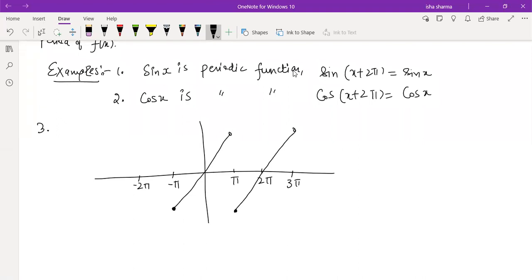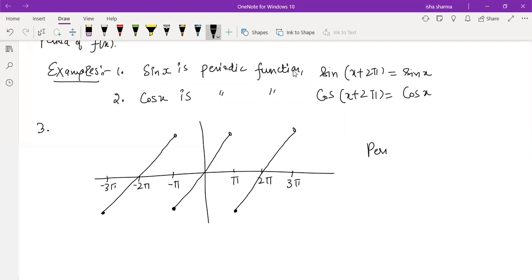So what is the difference? This behavior repeats periodically, like this behavior repeats infinitely many times, because the domain of this function is a complete real line. And so on this side also it will be extended. So minus 3 pi to minus pi, it is like this. So this is the function we have.